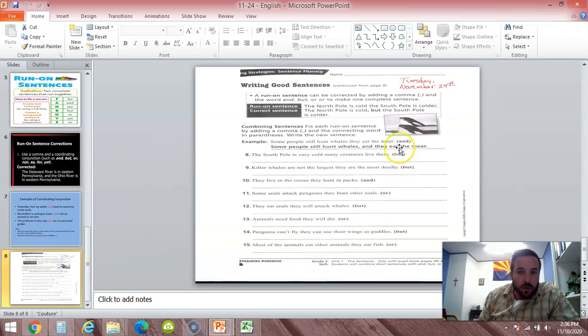Now, your job is to take these sentences and add the conjunction. Rewrite the sentence, but when you add the conjunction, you have to put the comma. Please don't forget that or you get it marked wrong. So, the South Pole is very cold. Many creatures live there. Should be, the South Pole is very cold, comma, but many creatures live there.